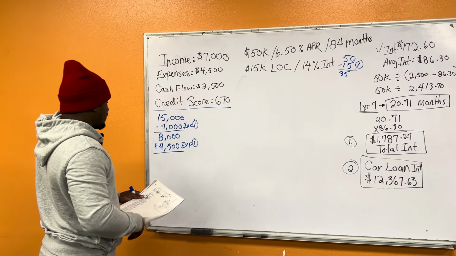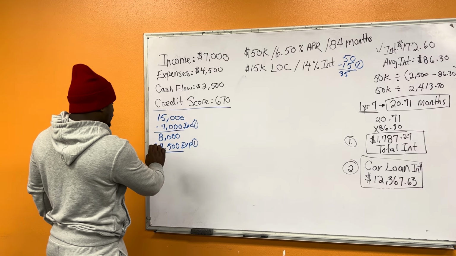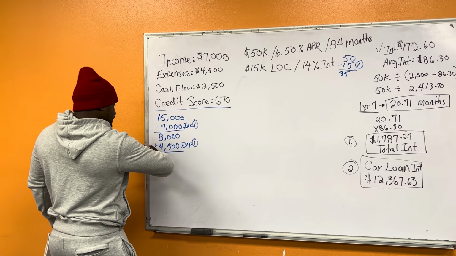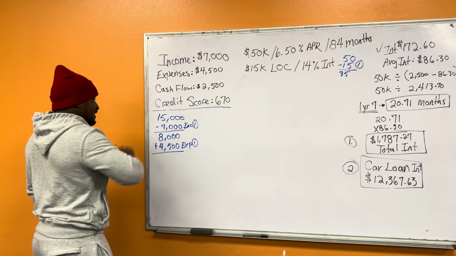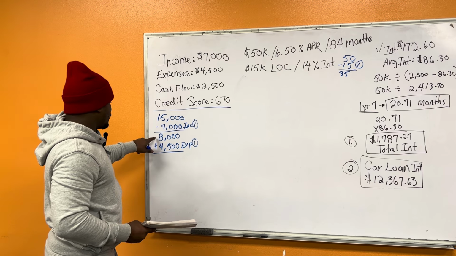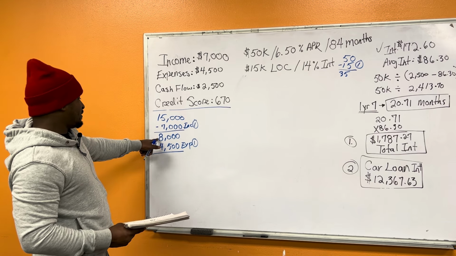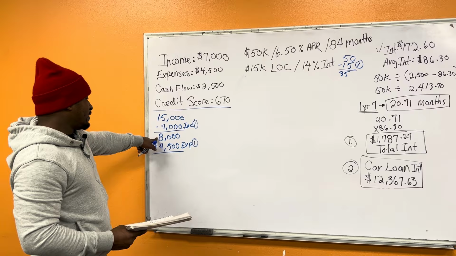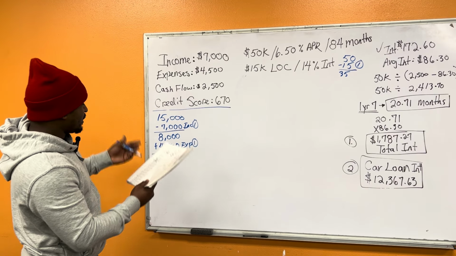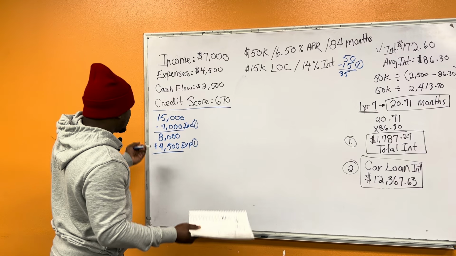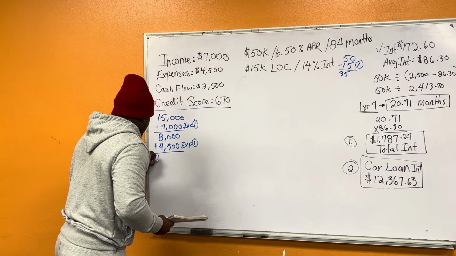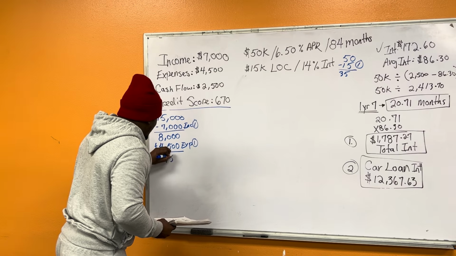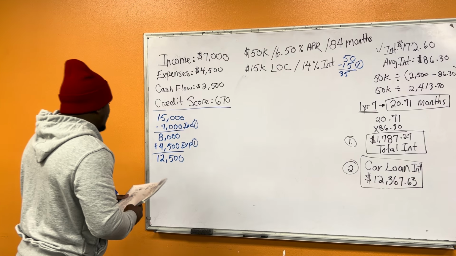One. Now we use 4,500 of the 7,000, right? Now we have to add that to the balance, which is our balance is 8,000 right now, right? Now the balance goes back up because that's the process of how a personal line of credit works.